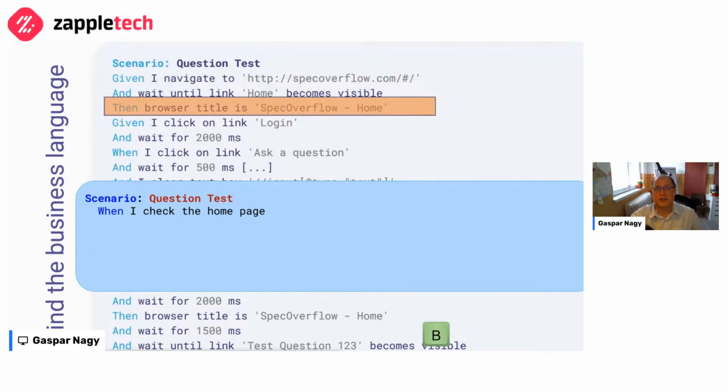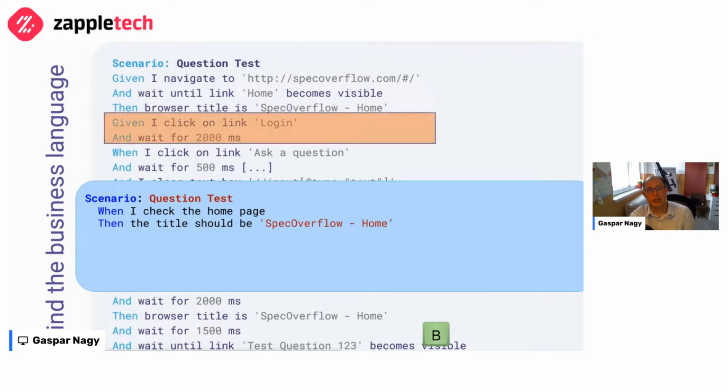Then we have a then step. Then the browser title is this. So whether it's a browser title or a mobile app title, that's not really important. But what we really wanted to say is that the title should be, doesn't matter whether it's a browser or whatever else, the SpecFlow Overflow Home. We don't know really why this was important for us right now, but actually that's what we wanted to somehow verify. And then we can go further.